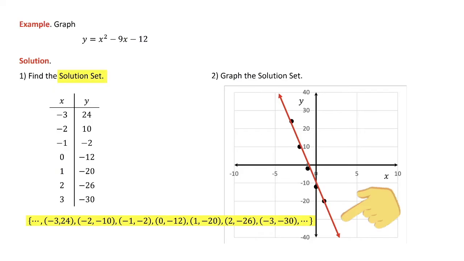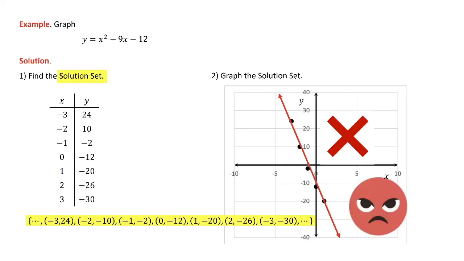I can only do finitely many. And I represent those ordered pairs graphically, and then I draw a line through it to guess what the others are. And it's completely wrong. And this is the danger we have to be aware of.